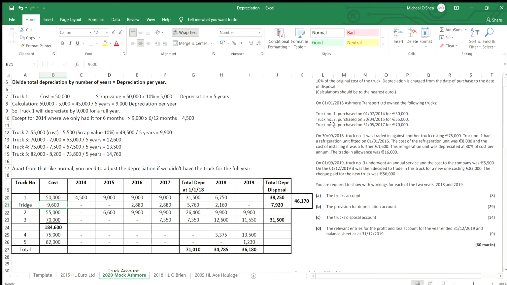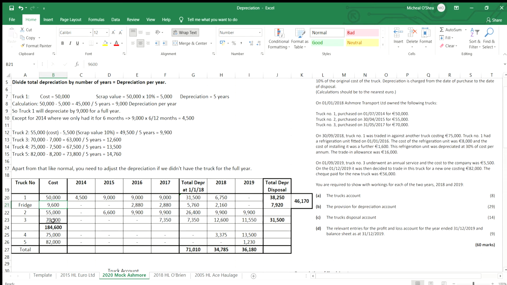For this vehicle number 2, we did not have it for the first 4 months of 2015. So therefore, the remaining 8 months is just simply 9,900 multiplied by 8 divided by 12 months. That gives me 6600, and obviously it had it for the full year in 16 and 17, so it's my full year's depreciation. It gives me 26,400.